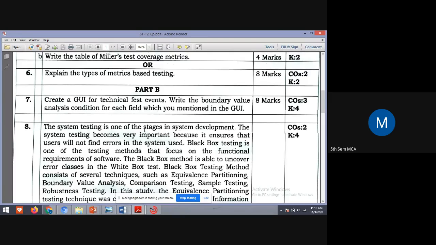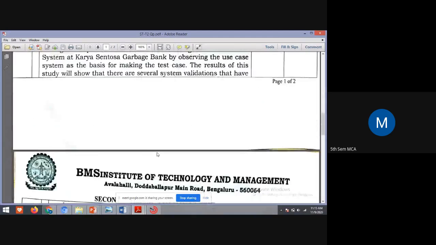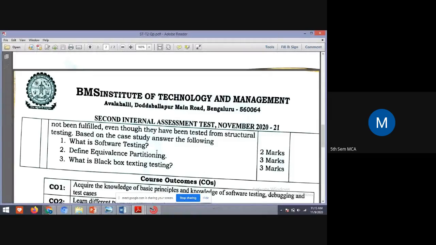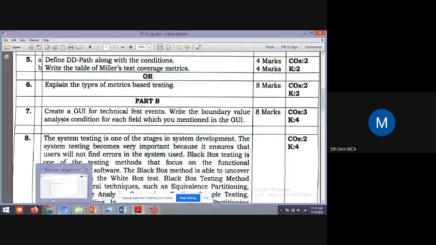The last question: based on the case study, you have to answer the following questions. What is software testing? Define equivalence class partitioning, and what is black box testing. So you have to answer these 3 questions.